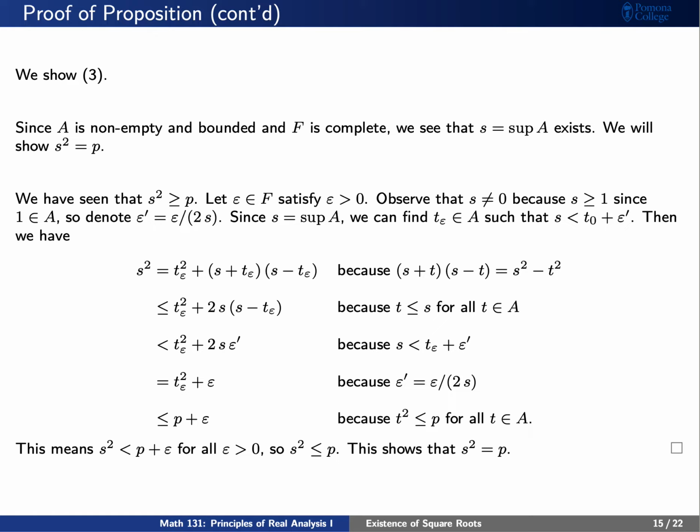But since we've seen that s squared is greater than or equal to p, we put this together to realize that s squared must be equal to p.